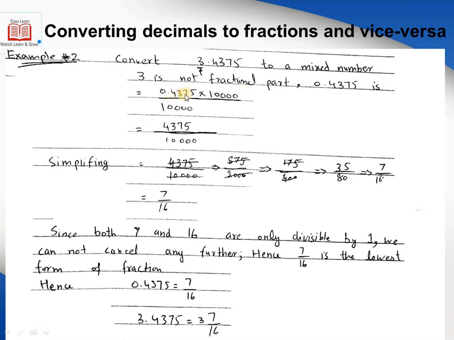Here you can see 1, 2, 3, 4 digits, so we have to multiply by 10,000. If we multiply with 10,000 to eliminate this dot, then we also have to divide by 10,000. When it is multiplied, the dot is eliminated and no longer exists. Then we have to cancel out; for example, by dividing by 5, it becomes 875 by 2000 and so on. All the steps are solved here for further clarification.